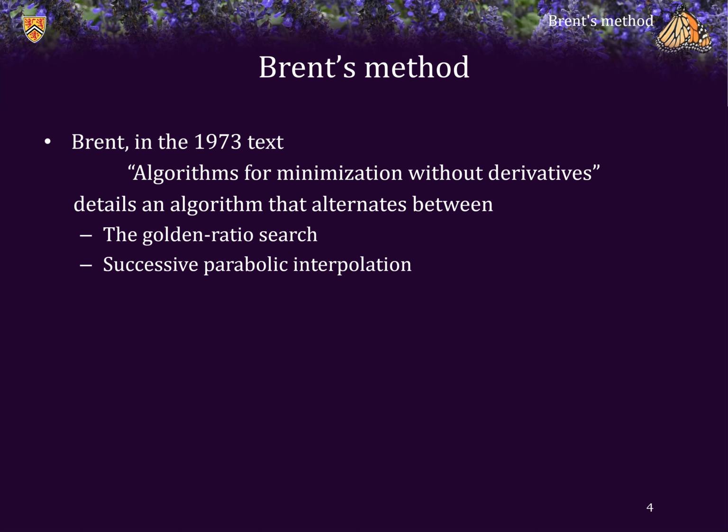Now, Brent, in his 1973 text, Algorithms for Minimization Without Derivatives, details an algorithm that alternates using the golden ratio search and successive parabolic interpolation. Now, as you can see, it does use the golden ratio search. So this algorithm assumes that we have bracketed a minimum. It's actually a very useful book and still quite readable.